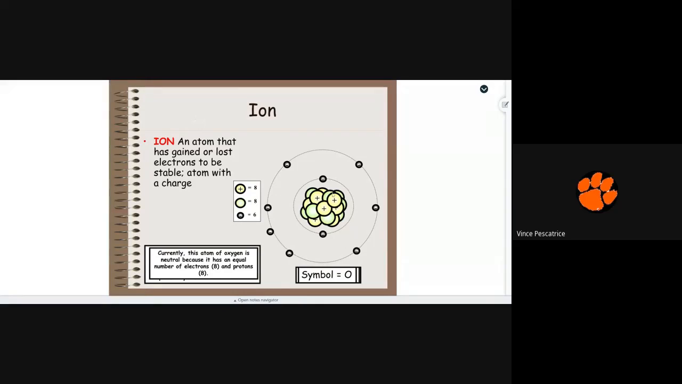So in this picture here, you can see that there are 8 protons and 6 electrons. This one has 2 more protons than it does electrons, therefore it will have a +2 charge. We'll get into charges and all that later, but an ion is a charged particle that has gained or lost an electron. So this is another blank.